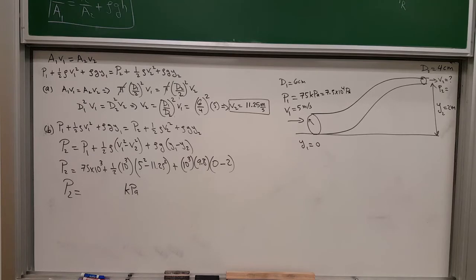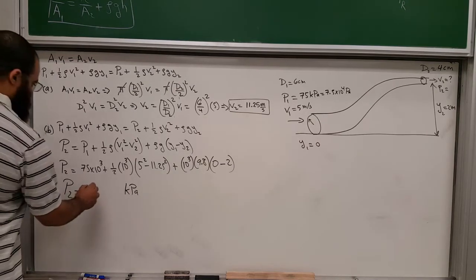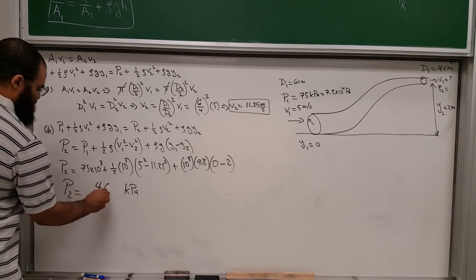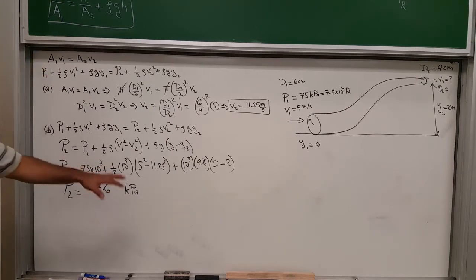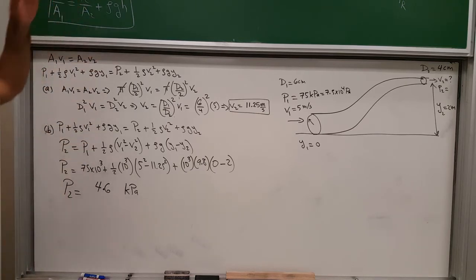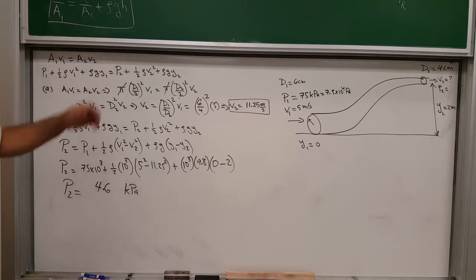Let's plug in the numbers and get that number. So you get about 4.6 kilopascals, approximately 4.6 kilopascals. So it went from 75 to 4.6 kilopascals, which makes sense. When you go upstairs, you barely have any pressure. You need a pump or something to get the water up.